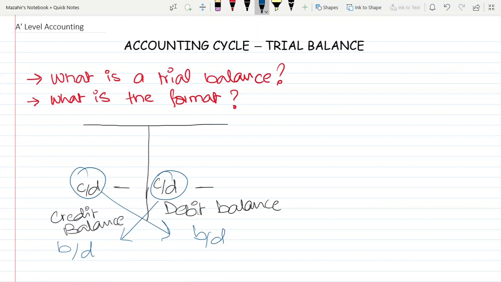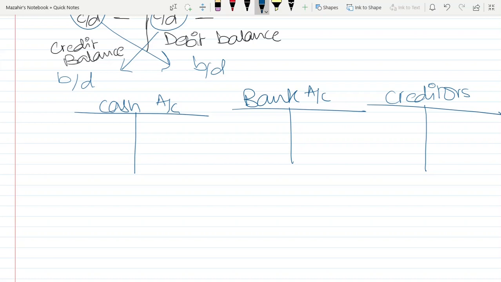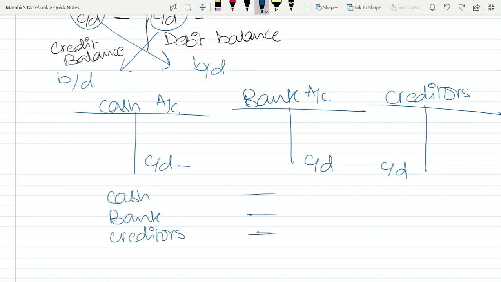Trial balance is basically an extract of all the debit balances and credit balances from the ledger accounts. For example, we have a cash account, bank account, creditors account, and we have our closing balances. So if we make a list of all these balances, they are called a trial balance. If we write the closing balances in this form, that is of a list, this will be called trial balance. We will discuss the format in a couple of minutes.